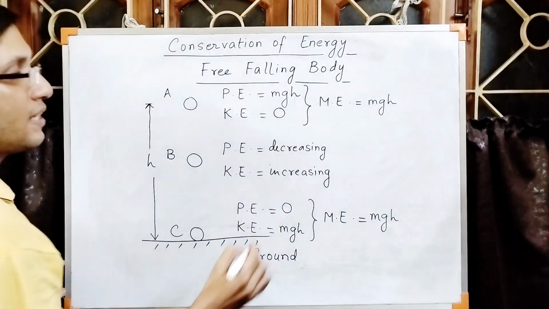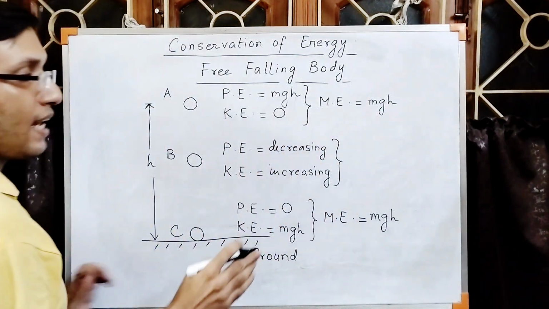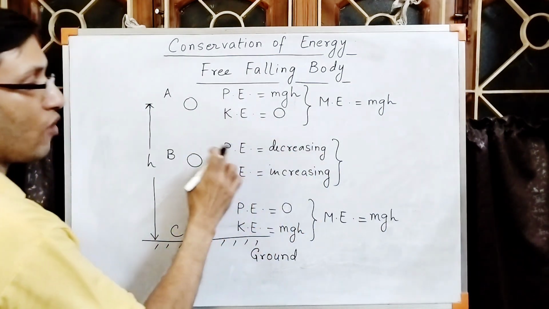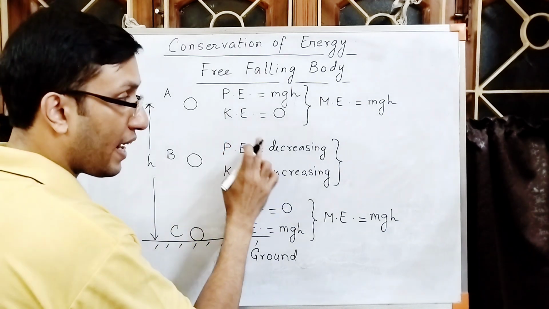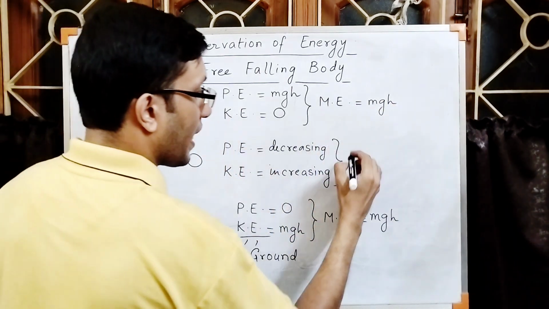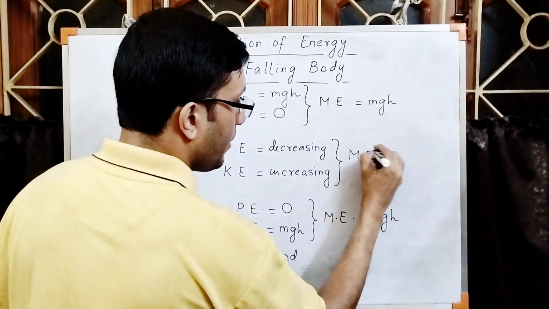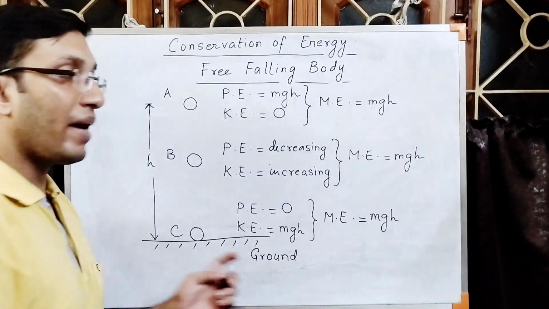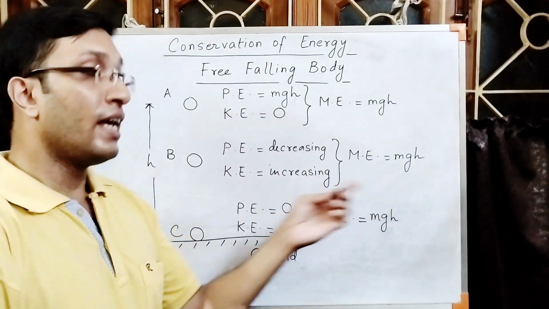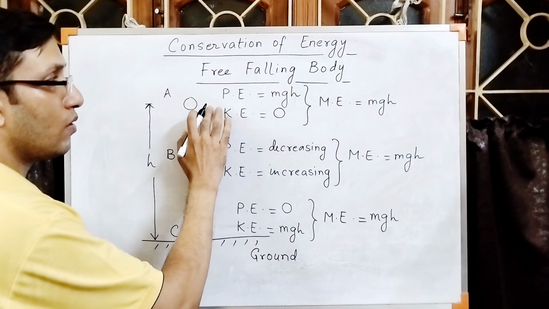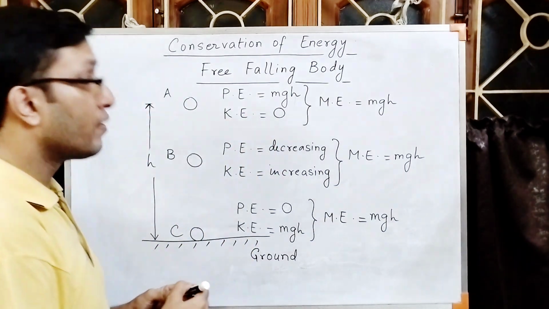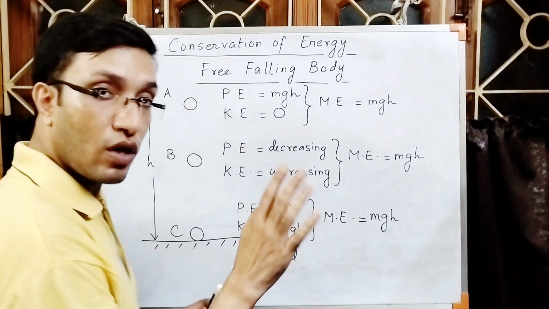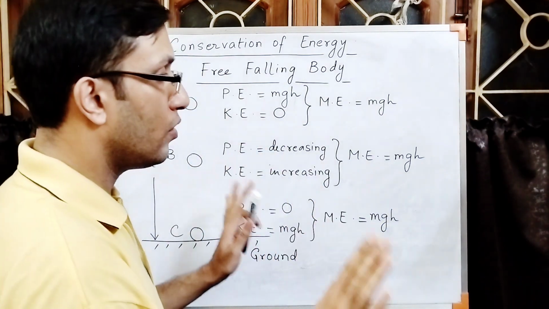Now this happens in such a way that at any point in between the initial and final point, the overall sum of potential and kinetic energy, which is known as mechanical energy, remains equal to mgh. So at any intermediate point, the total mechanical energy remains mgh. This is known as the law of conservation of energy for a freely falling body, only under the force of gravity without any external force.